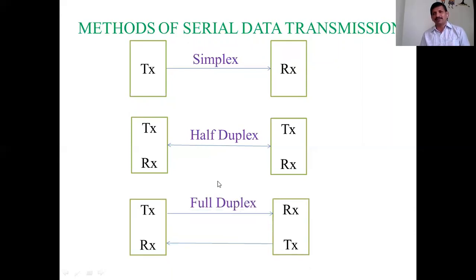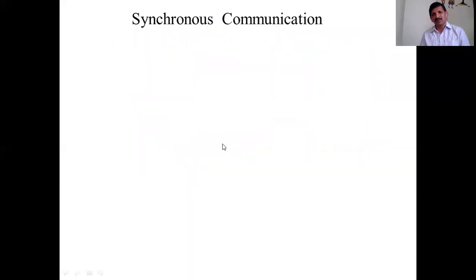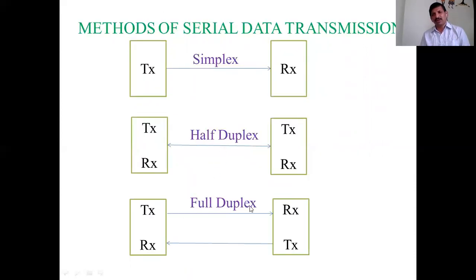Next, full duplex. Here, at a time, the transmitter sends data to the receiver and the receiver sends data to the transmitter. At a time, this communication happens. That is full duplex, like a walkie-talkie. These are the different methods of serial data transmission. Simplex, one-way communication. Half duplex, two-way communication, but at a time only one way. Full duplex, two-way communication at the same time, I am sending and you are talking to me.